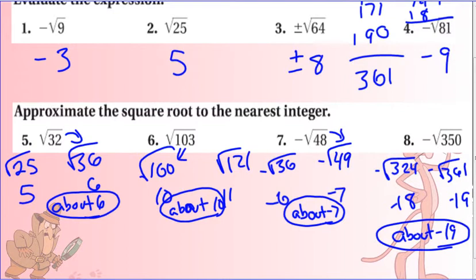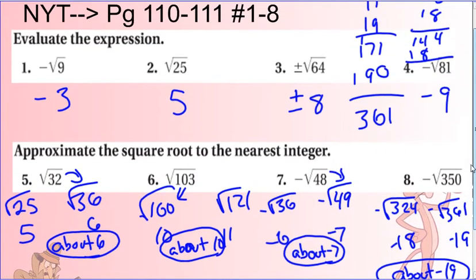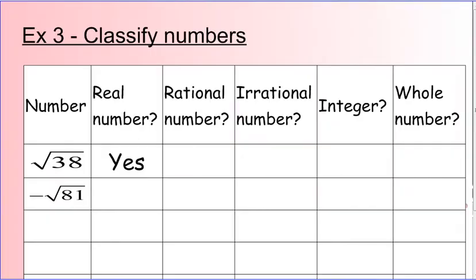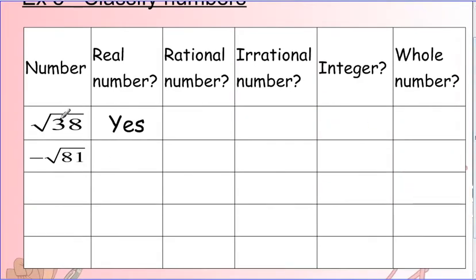All right. So we've seen perfect squares. We've seen approximating square roots. The next thing we're going to see is just classifying some numbers. So here I have the number square root of 38. And I want to be able to break that down. Is that thing real? Is it rational? Is it irrational? Integer, whole number.